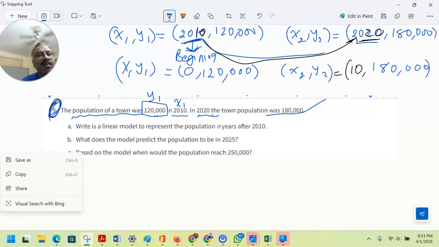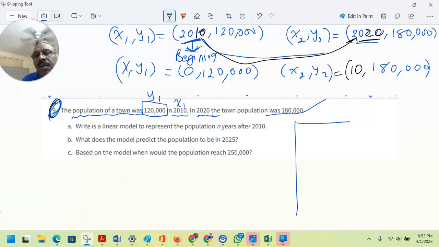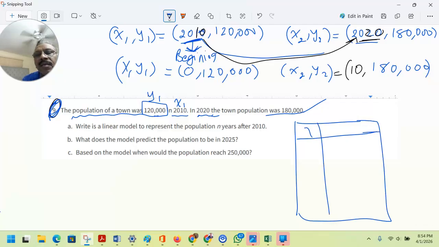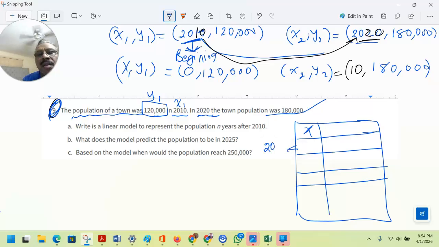So now that we have x2, y2, another way to show this, I like to show with the table also. Makes it easier also. Look at this. So x stands for the year. So this is called 2010. In the year 2010, that's called 0 year. So we call this a 0 year. That's when the census was done, and the Y stands for the population. Okay. And this one was 120,000.